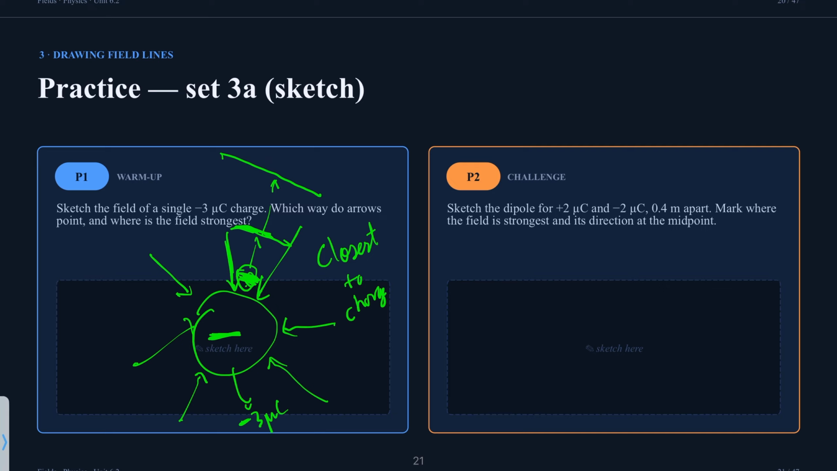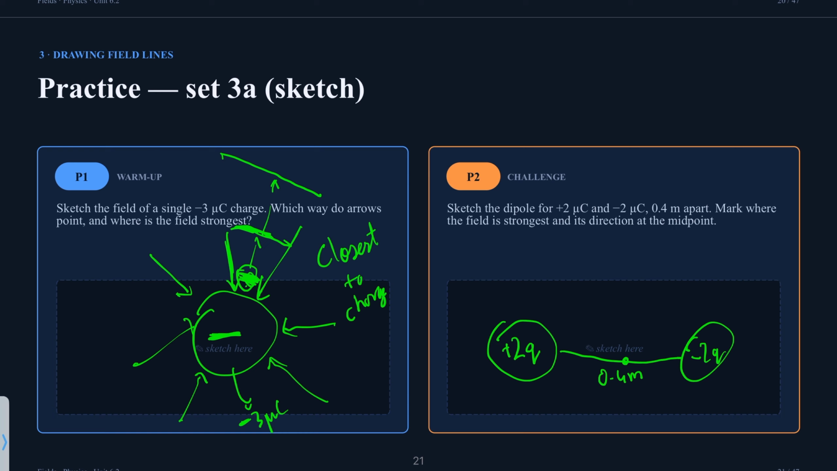Okay. Sketch the dipole for a 2 microcoulomb proton and a 2 microcoulomb electron 0.4 meters apart. Mark where the field is strongest and its direction at the midpoint. Okay, so 2 microcoulomb here. And what do we know? This is a proton. So actually, I'm just going to write plus 2q. Okay. And then we have minus 2q. And they're both 0.4 meters apart. We need to mark where the field is strongest and its direction at the midpoint.